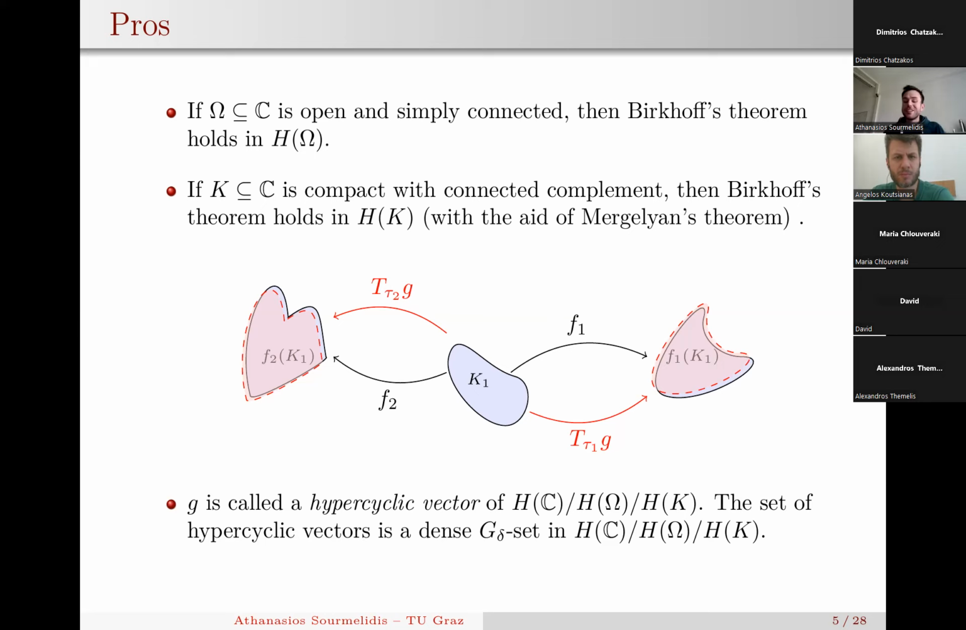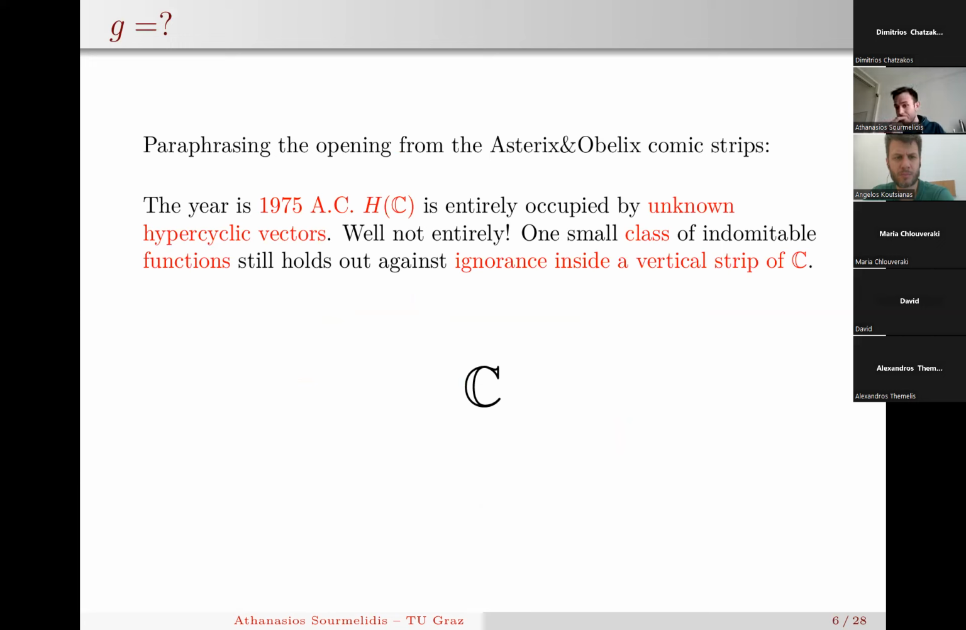So I took the liberty to paraphrase the opening from the Asterix and Obelix comic strips. And you say that it's 1975 after Christ, and the space of entire functions is entirely occupied by unknown hypercyclic vectors. You know they are there, but you don't know how they look like. Well, not entirely. One small class of indomitable functions still holds out against ignorance inside a small vertical strip on the complex plane. It's right here. And we will zoom in there and see what happens.